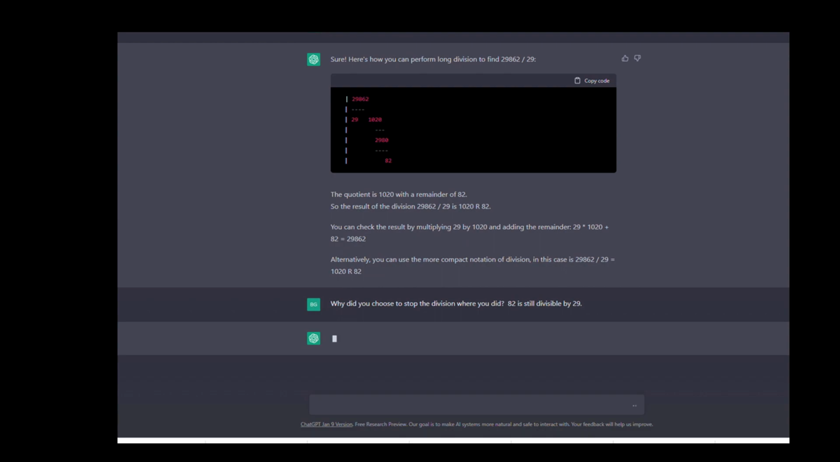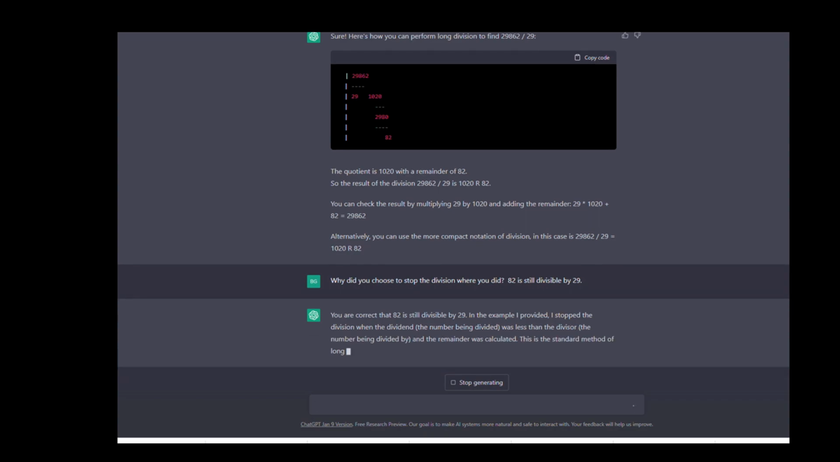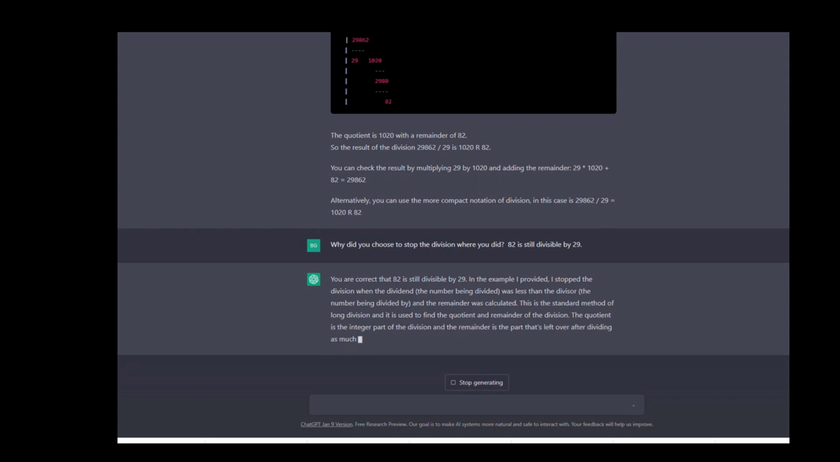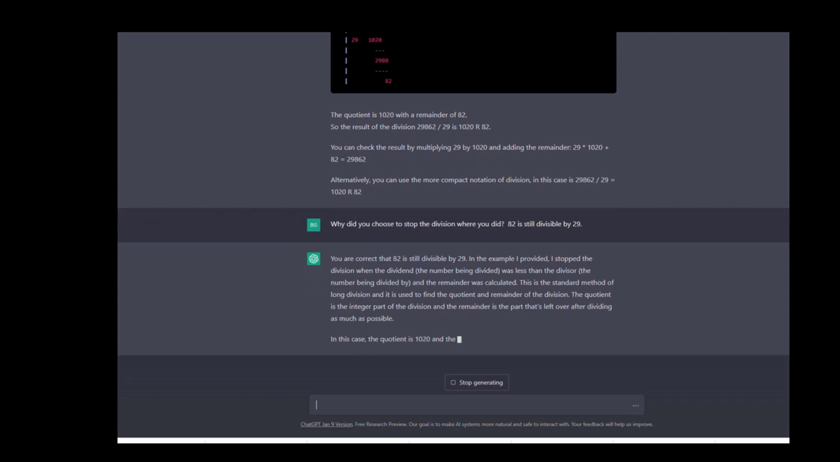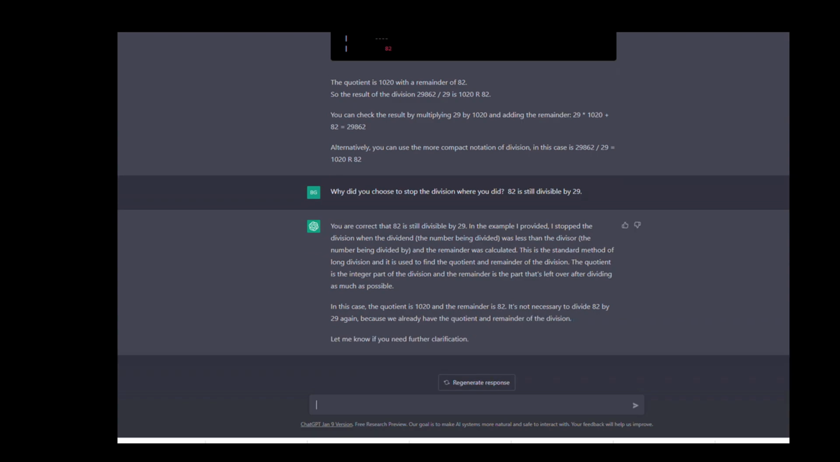Why did you choose to stop the division where you did? 82 is still divisible by 29. You are correct that 82 is still divisible by 29. In the example I provided, I stopped the division when the dividend, the number being divided, was less than the divisor, the number being divided by, and the remainder was calculated.